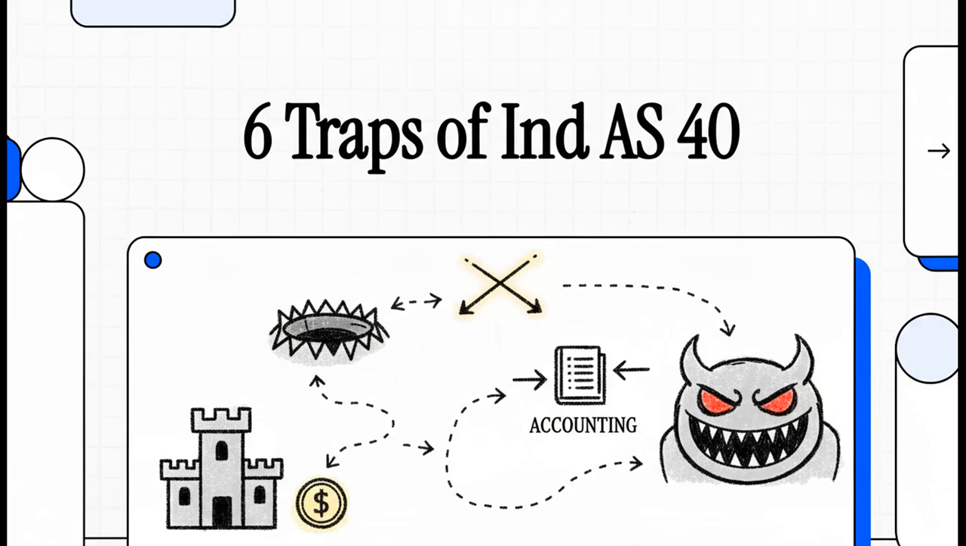All right, let's jump right in. Tackling IND AS 40 on investment property is kind of like playing a video game. It's one thing to learn the basic controls: buy a property, rent it out, do the accounting. But to really win, you have to know about the hidden levels and the tricky boss fights. And that's exactly what we're doing today. We're going to uncover those secret traps that can catch even the most seasoned pros completely off guard.